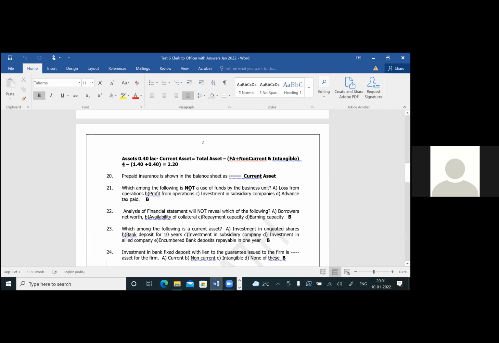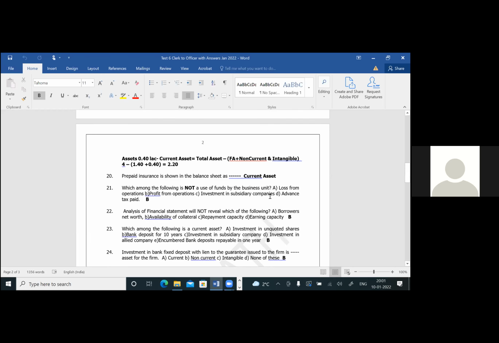Then B, profit from operation. What is profit from operations, sir? It is reserves and surplus. Whether it is use or source, sir? Profit from operation, reserves and surplus, is a source. It is a source, isn't it? What is the question? Which is not a use of funds by a business unit. So B is not a use of funds. It is a source of funds.